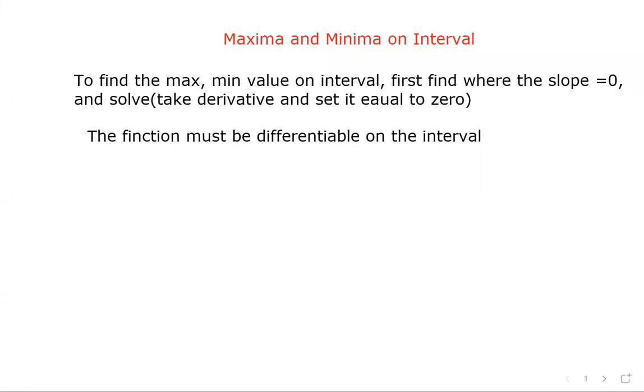In this video, we are going to talk about the maximum and minimum on the interval. To find the maximum and minimum value on an interval, first we have to find where our slope is going to be equal to 0 by taking the derivative and setting it equal to 0. This is the main thing which we have to do.